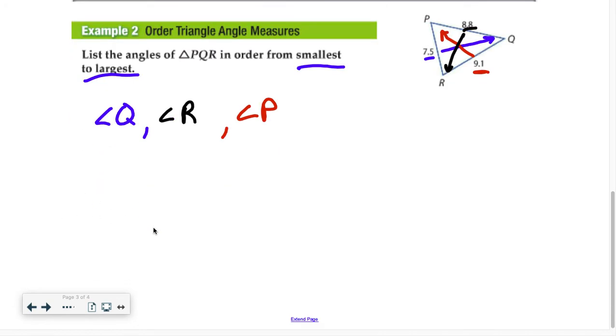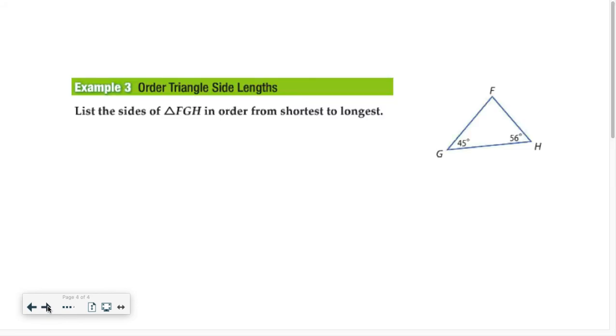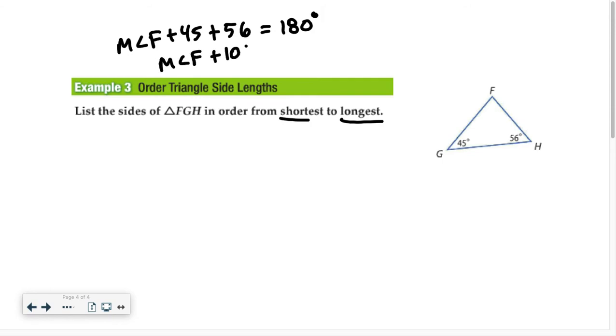And this next problem, guys, and the last problem on our notes, we're going to do the same with listing sides. Okay, shortest to longest. The trouble here, we don't know angle F, but we do know that these three angles add to 180, so we can find angle F. So 45 and 56, 101. So angle F is 79 degrees.